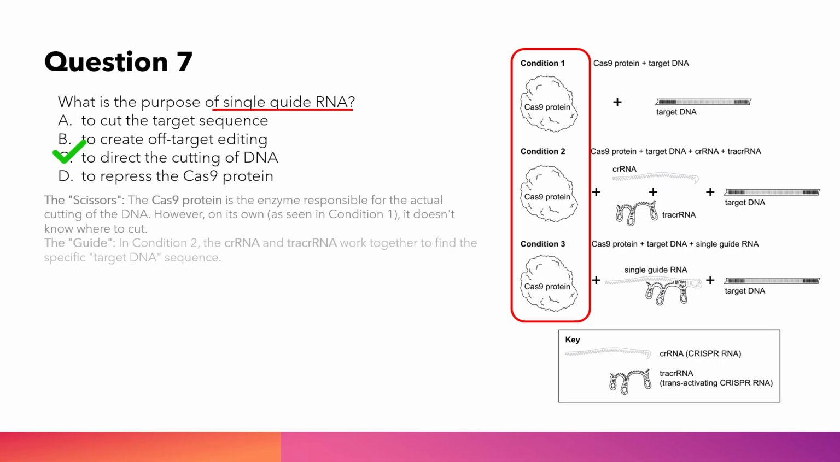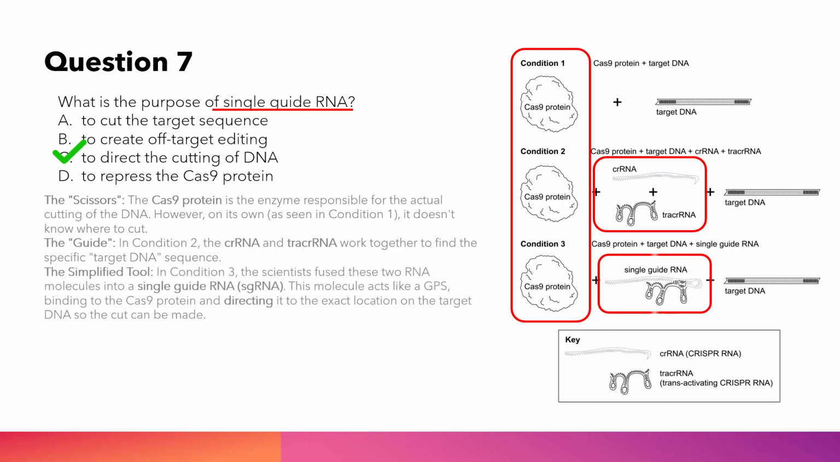The guide: in condition 2, the crRNA and tracrRNA work together to find the specific target DNA sequence. The simplified tool: in condition 3, the scientists fused these two RNA molecules into a single guide RNA, sgRNA. This molecule acts like a GPS, binding to the Cas9 protein and directing it to the exact location on the target DNA so the cut can be made.